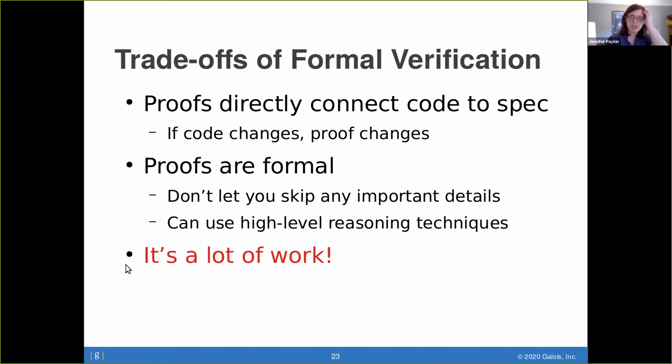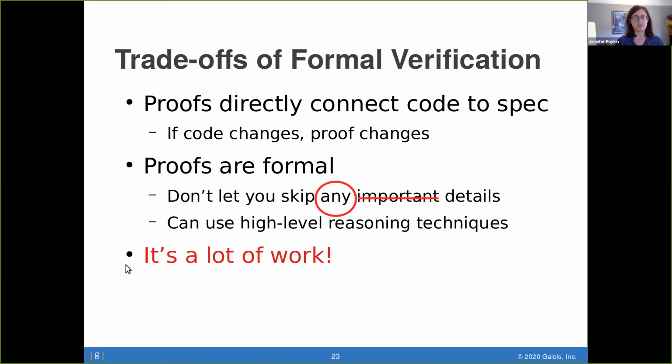But as a con, formal verification is, as a rule, quite a lot of work. I said that the proofs don't let you skip any important details. And although we can use high-level reasoning techniques, it often can get quite into the weeds in order to proceed.